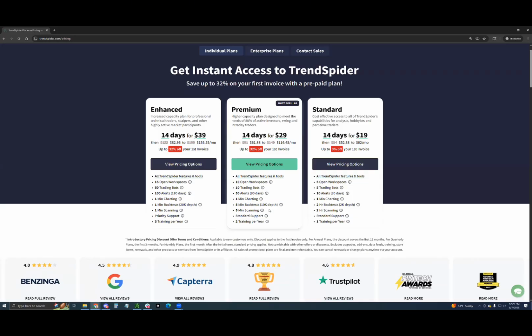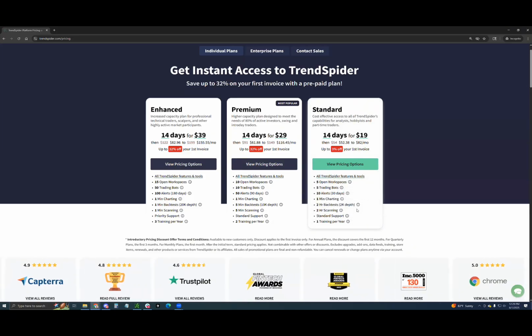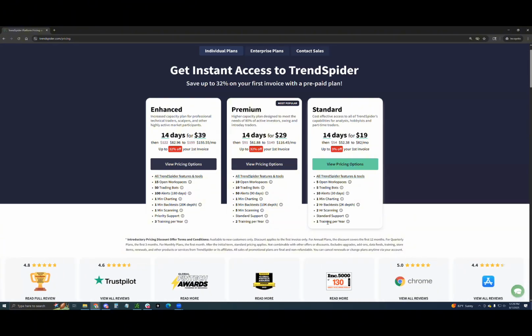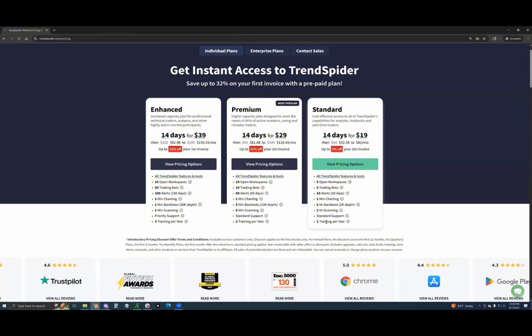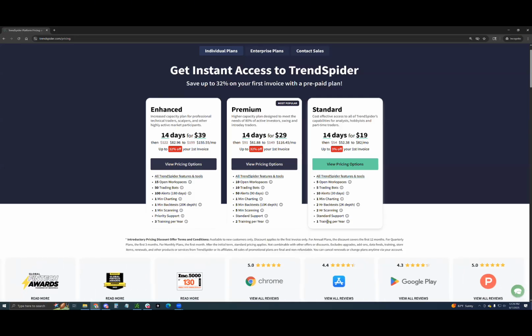And you also get 5-minute scans with premium as well versus 2 hours on standard. So that's probably one of the biggest things. Another huge thing is that every plan does come with basically 24/7 support. It's 7 days a week. And you also get 1 training per year, which is a one-on-one call with our customer support team.